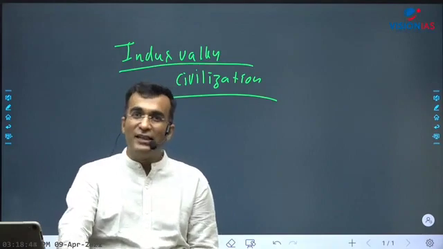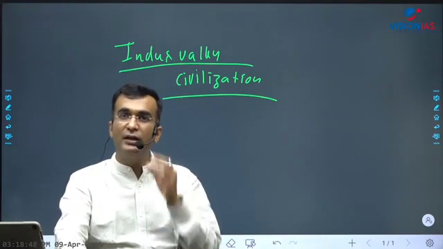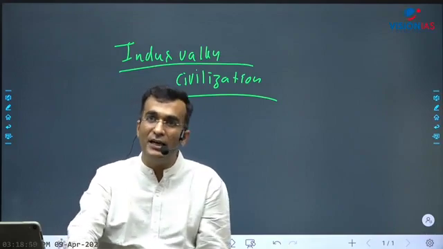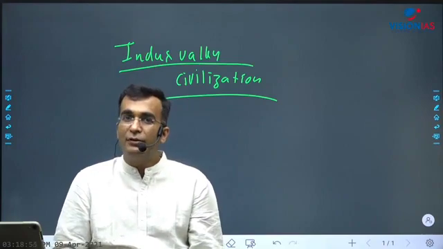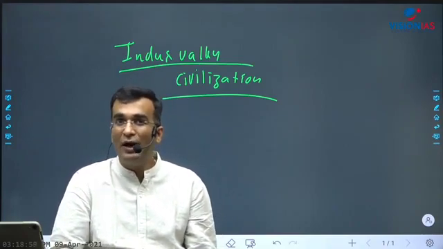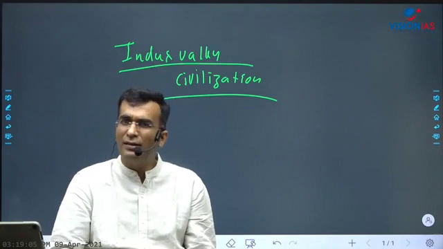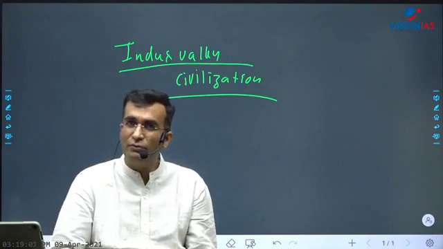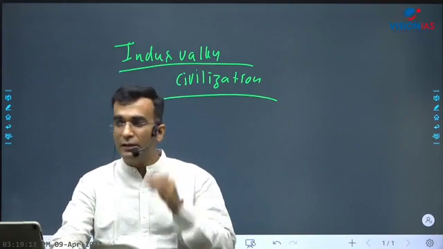The very first site of the Indus Valley civilization which was discovered was Harappa in 1921, and it was discovered by Dayaram Sahni. And these names you have written. Then the second site which was discovered was Mohenjo-daro by Rakhaldas Banerjee, R.D. Banerjee, in 1922.